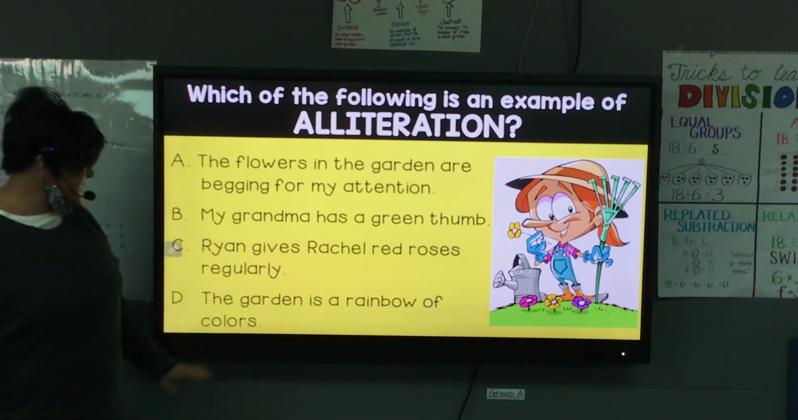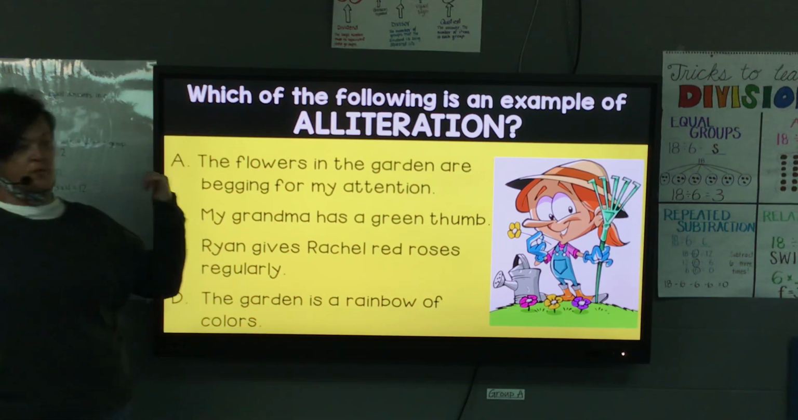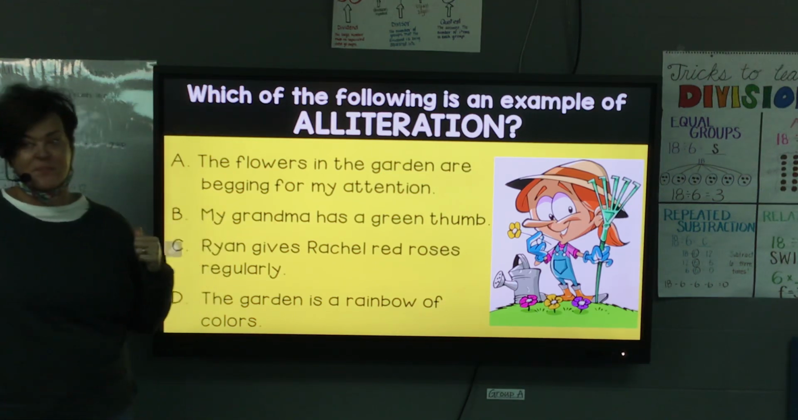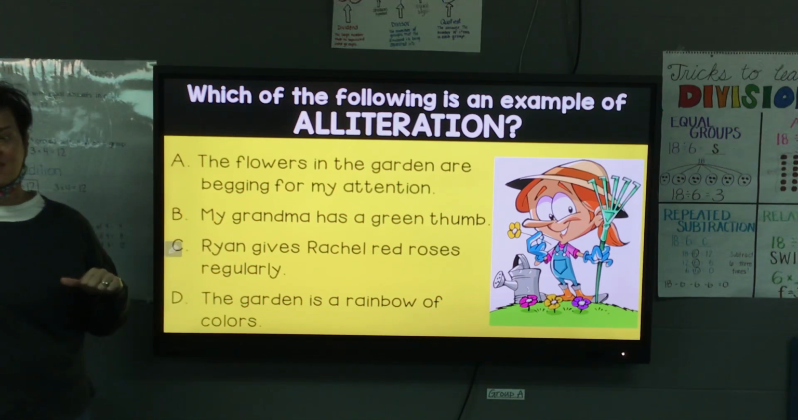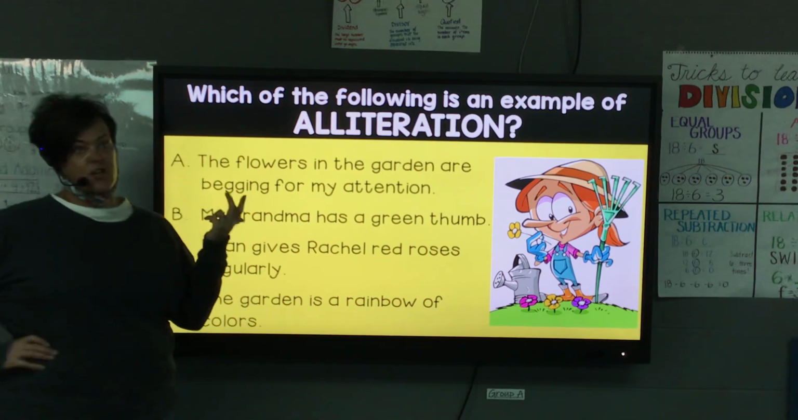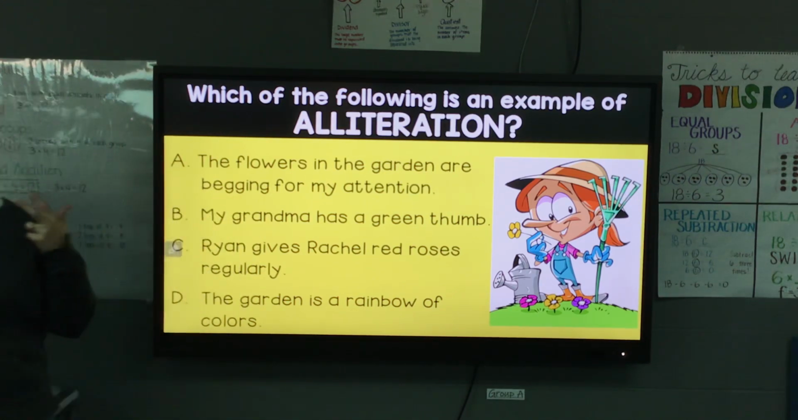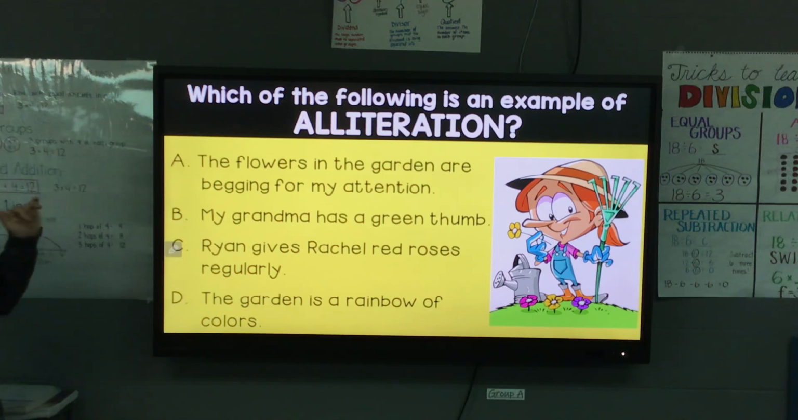The garden is a rainbow of colors. That's one of the figurative languages we have talked about on slides before this one. Do you know which one it would be? Is it a metaphor? Is it a simile? Is it onomatopoeia? It's not alliteration. So metaphor, simile, or onomatopoeia.